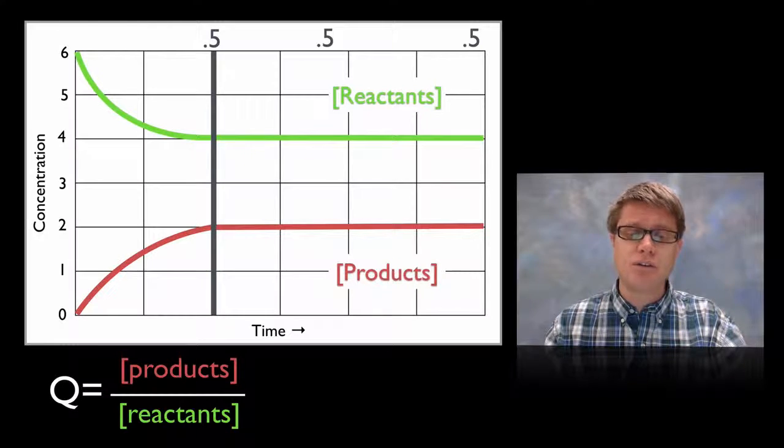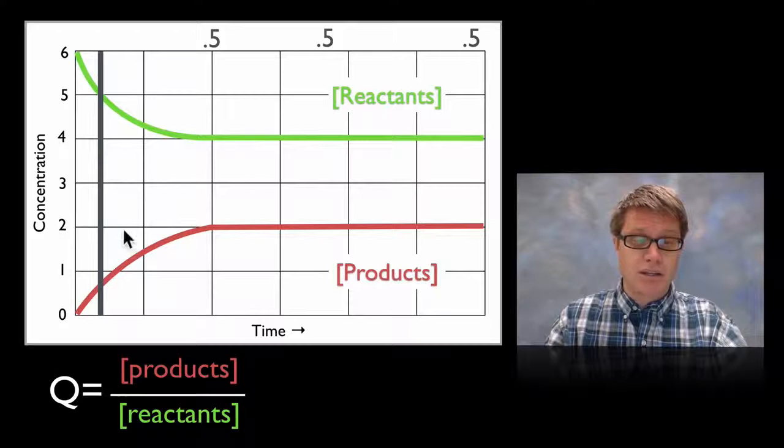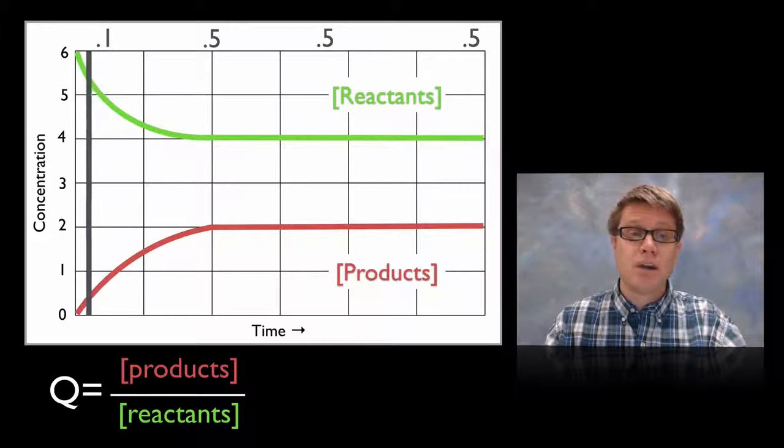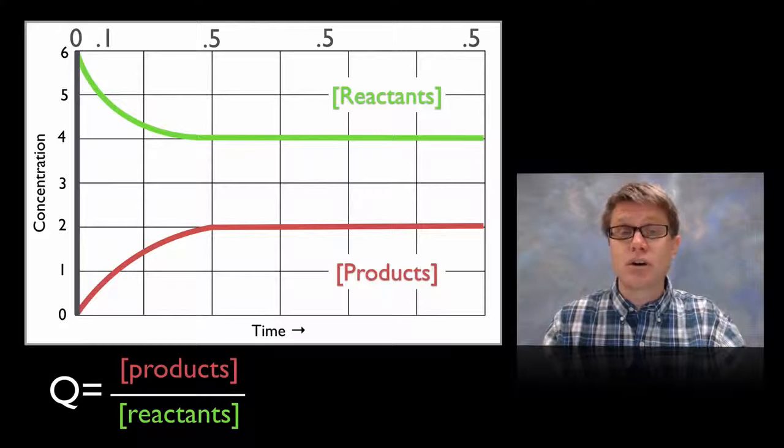So let's calculate our Q values, which is before we reach equilibrium. Let's move it right back to here. What is my products at this point? My products at this point is around 0.5. What are my reactants? It's going to be around 5, and so I'm going to have a value of around 0.1. Or if I move it right here, what's my Q value going to be? It's going to be 0 because I have 0 products.